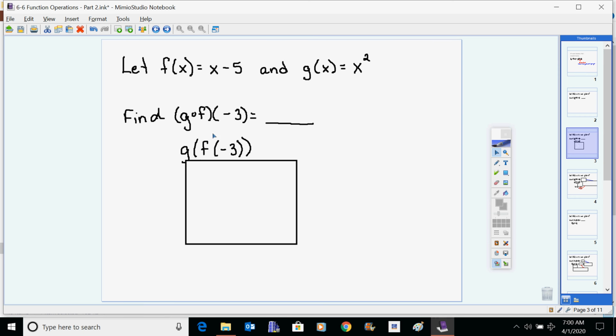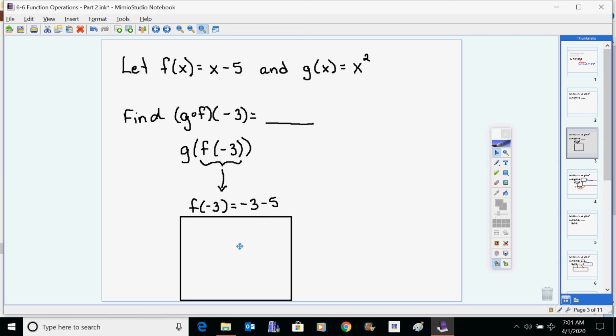What that looks like is this, is that we do the f function first. So we need to find f of negative 3. That tells us look at this function and plug negative 3 into this part, like this. This part right here is nothing new. We just need to combine it with something else. So we've plugged this negative 3 in, and we find that we get negative 8.